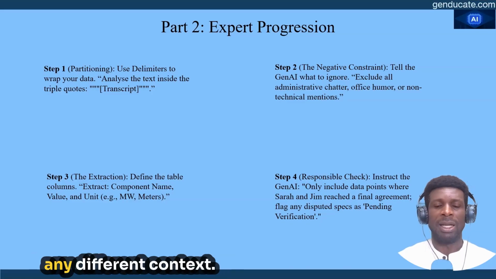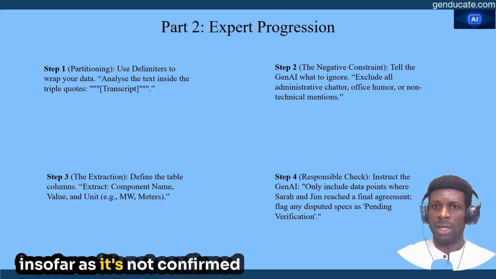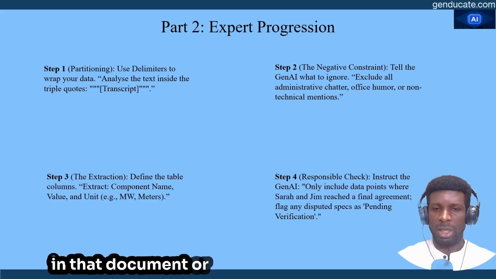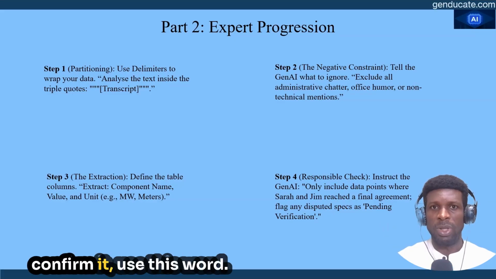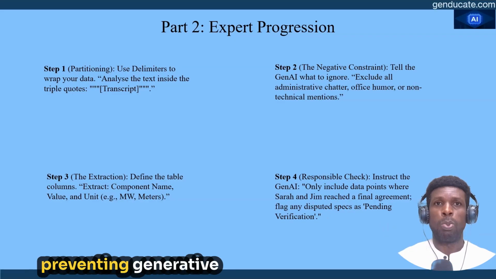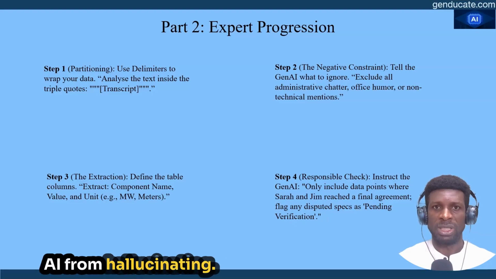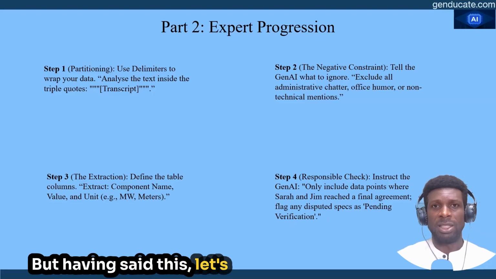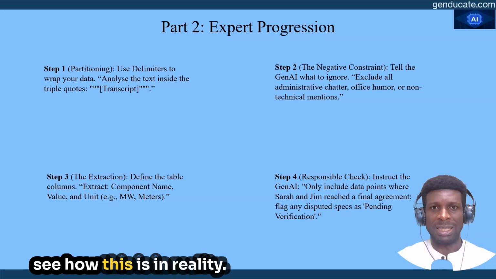So you can use this in any different context. Insofar as it's not confirmed in that document, or if generative AI can't confirm it, use this word. That way you're preventing generative AI from hallucinating. But having said this, let's go into the practice and see how this is in reality.